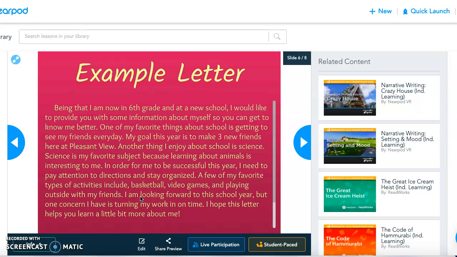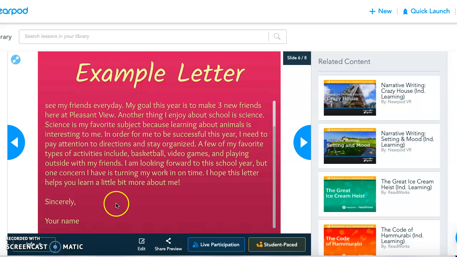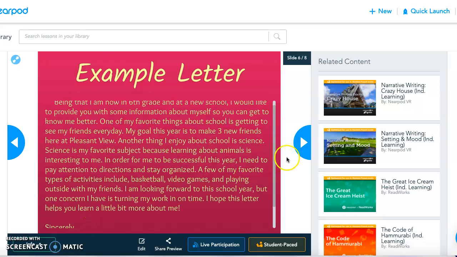I hope this letter helps you learn a little bit more about me. My concluding sentence right there to wrap it all up. So now I can wrap up what my entire letter was about. Topic sentence, concluding sentence. Sincerely, and then sign your name at the bottom. Okay? Remember to refer to this if you are struggling and need help.